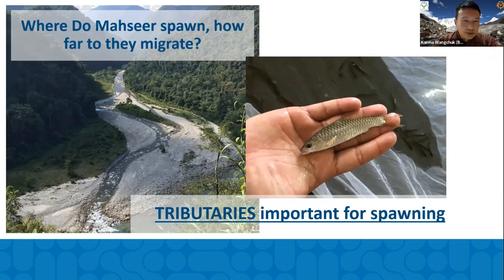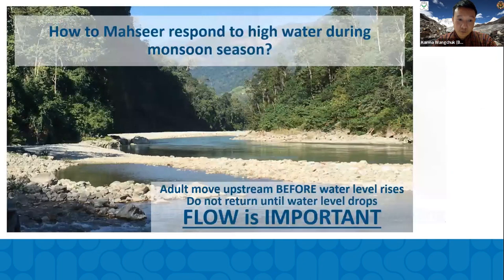Where do mahseers actually spawn and how far do they migrate? From our study, there's indication that mahseers are using those side tributaries along the main channel for spawning. We've also collected mahseer juveniles from those tributaries. So how do mahseers respond to high water levels? From our study, we've seen that adults move upstream before the water level rises and they do not return until the water level drops.